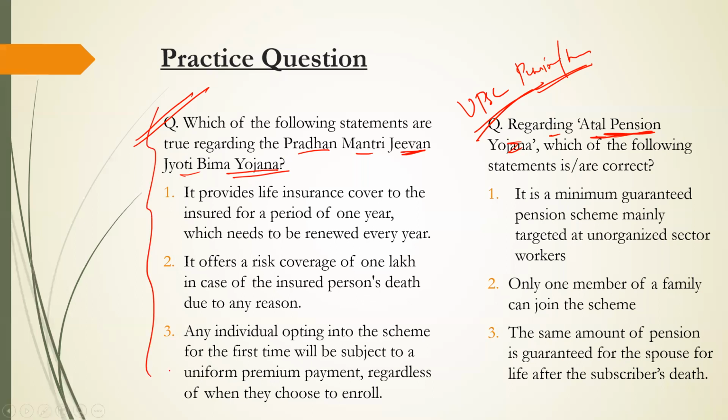Scheme given, three statements given. You can take a guess. Which statement do you think is correct? Jeevan Jyoti Bima Yojana. Any idea? Which of the following statements is true? 1 and 3. Okay. What about others? देखो, you can take a guess.